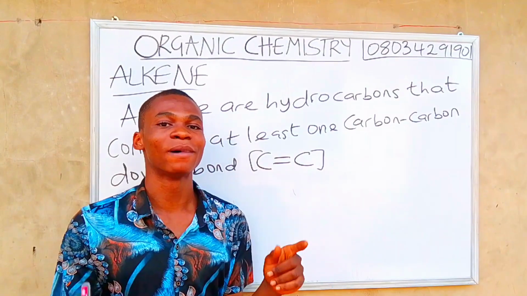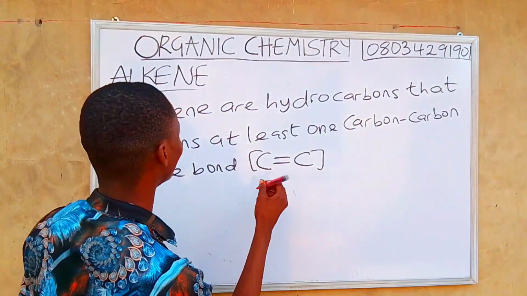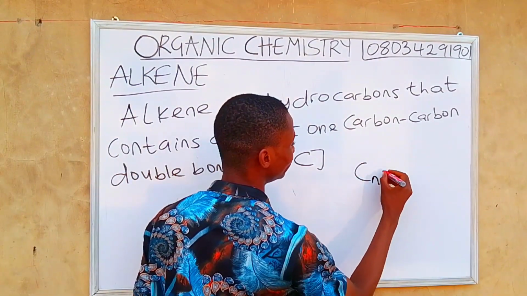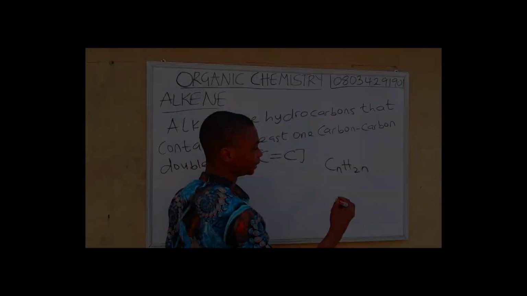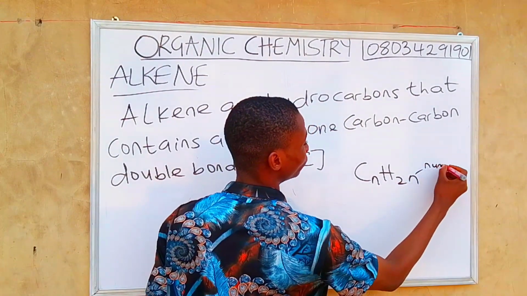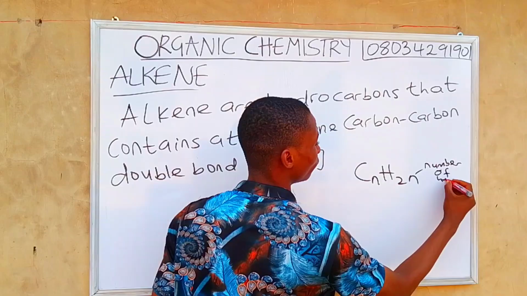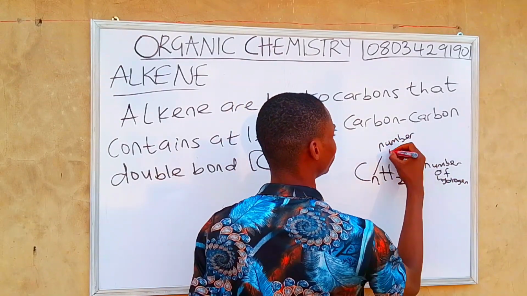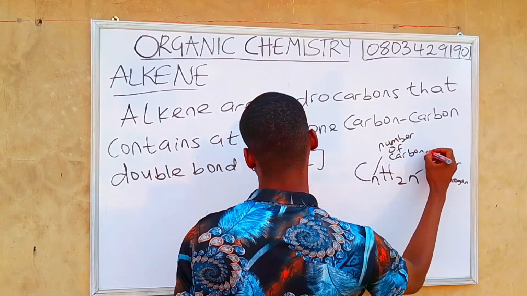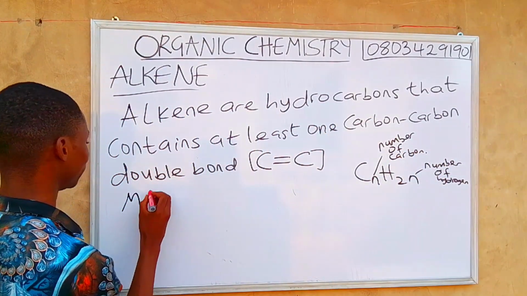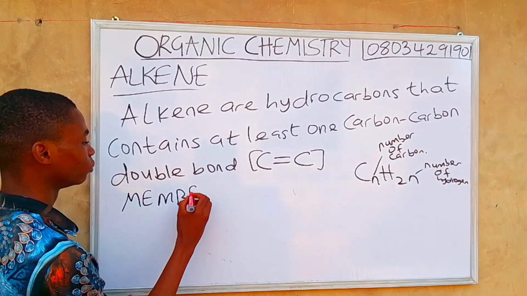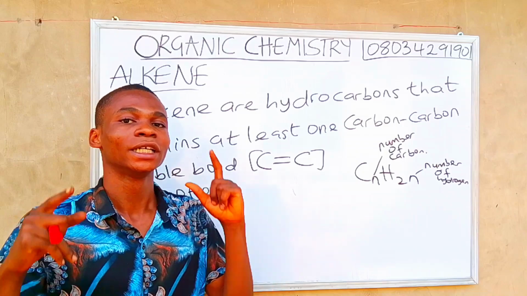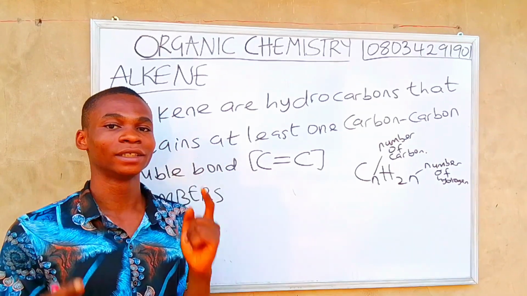Let's list out the members of alkene. And the general formula for alkene is CnH2n. So this N represents number of hydrogen, while this N here represents number of carbon. So let me list out members of alkene. I'm going to draw the structure for the first 5 members, while the remaining last 5 members, you are to drop the answer in the comment section.